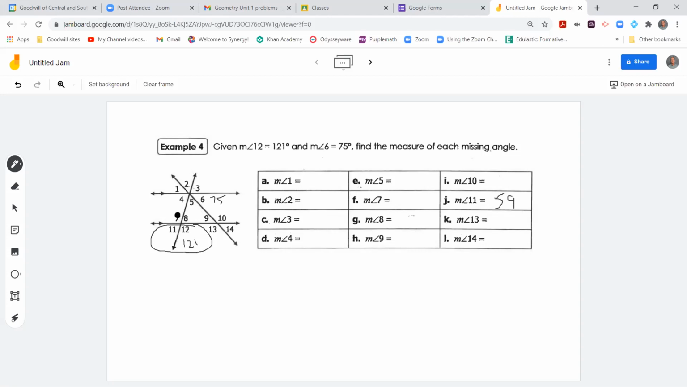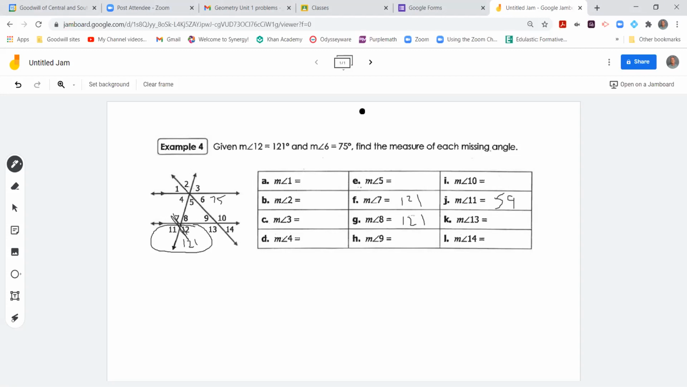How much is angle 7? Well, vertical angle. Angle 7 is the same as angle 12, 121. 8 and 11, another vertical angle pair, also 121. Haven't done anything on any of the rest of these lines yet.